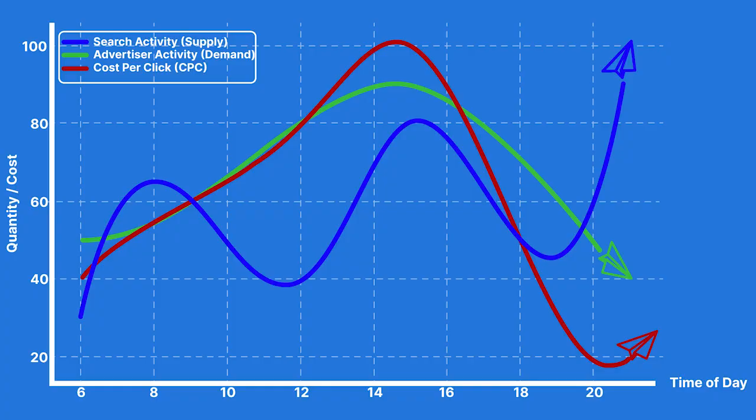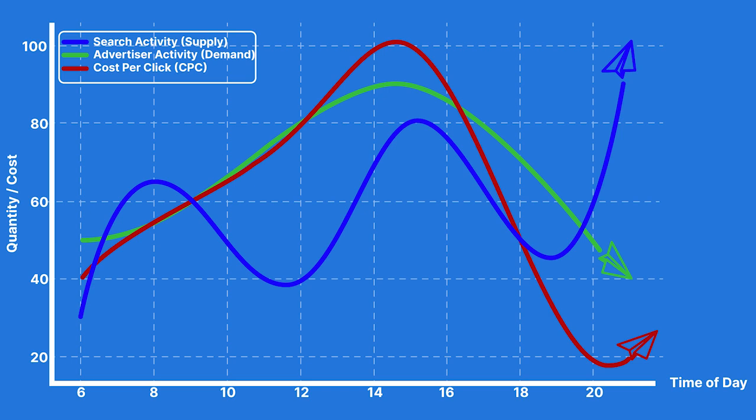The key thing I'm trying to illustrate with this graph is that the cost per click is fluctuating constantly throughout the day. Okay, so for anyone watching this on screen, we've got three lines. There is a blue line, which is the supply of advertising, and this is based around people searching. So the blue line is going to go up and down.